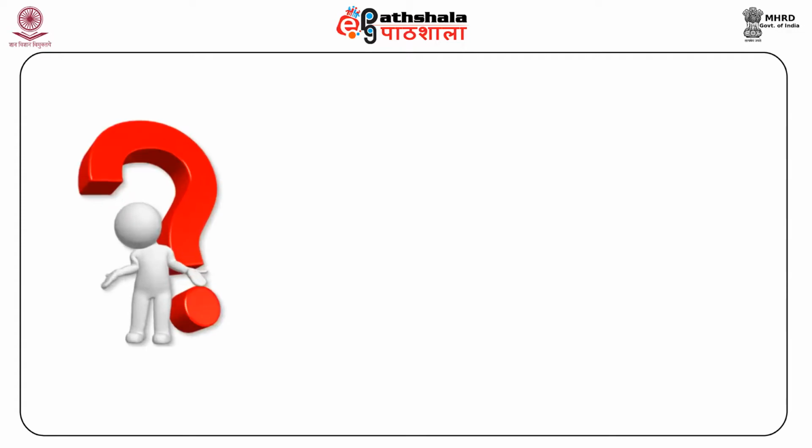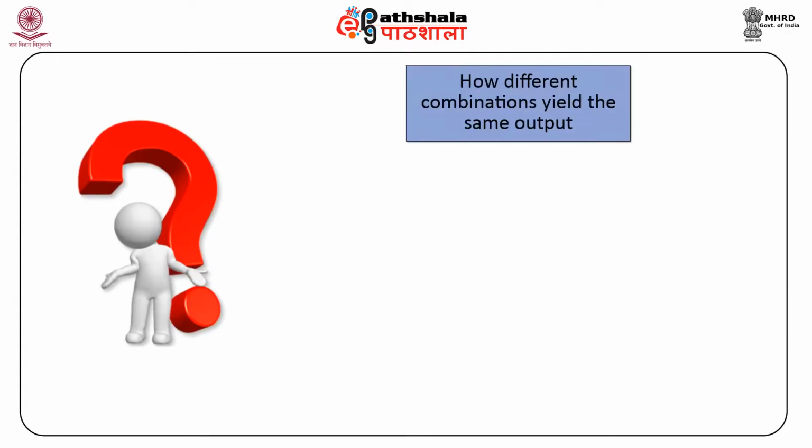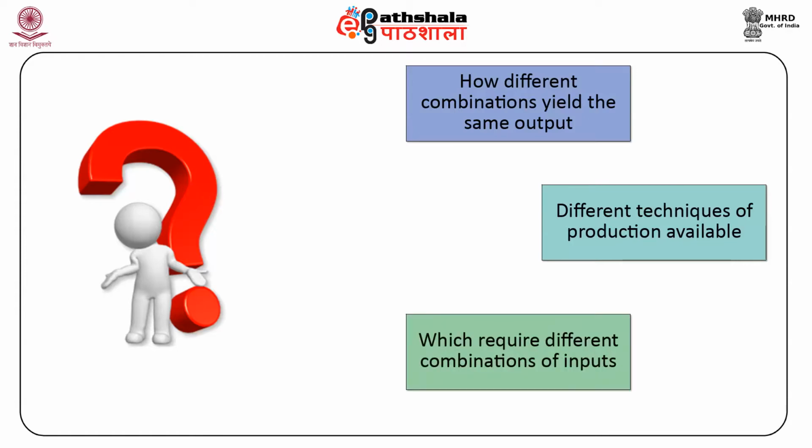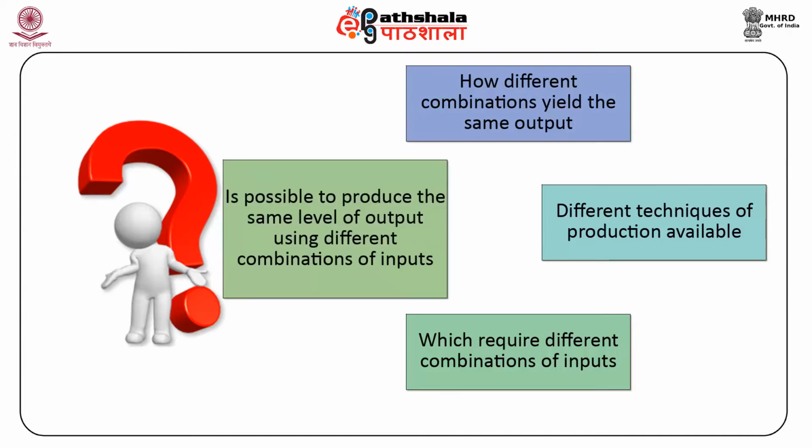Now, the question is how the different combinations of inputs can yield the same output. The answer to this question is that since there are different techniques of production available in the world, the different techniques of production require different combinations of inputs, and thus it is possible to produce the same level of output using different combinations of inputs and techniques of production.